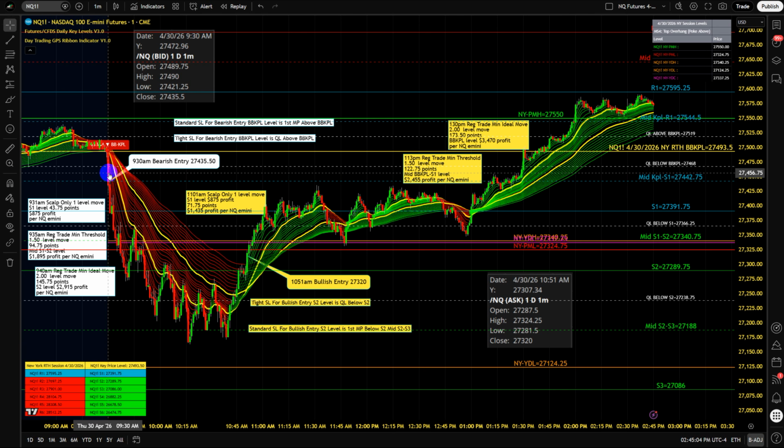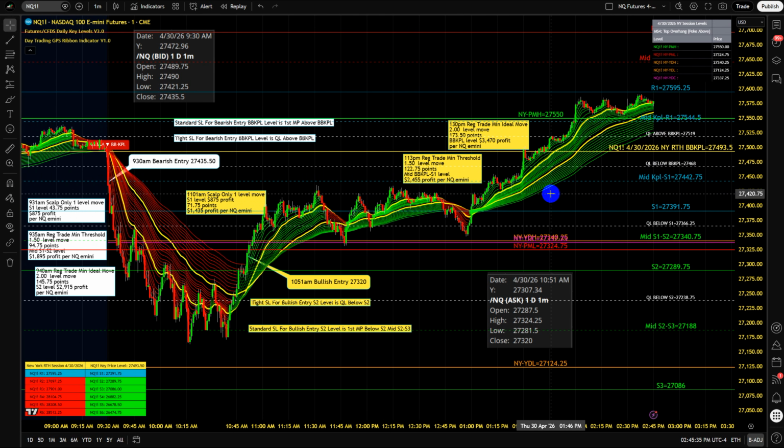Now we're looking for a one level move in our favor for a scalp. And at the very next candle, 9:31 a.m., we have a one level move down to the S1 level. Again, it's a one level move that is calculated not from the entry executed price, but the level that you're basing the trade on. So we're basing it on this level. The direction is down since it's bearish, so S1 is the scalp only exit on a regular scalp only.